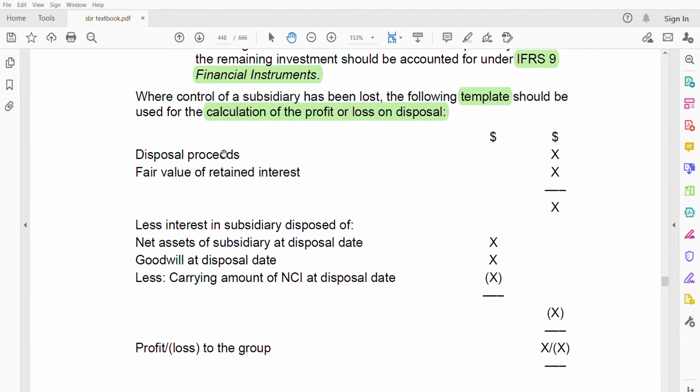So first is the disposal proceeds. From there, you have to add the fair value of the retained interest. Okay. Next, you have to deduct the net assets at the disposal date. Goodwill, this you add and deduct from there. Make sure that you have two columns like this, and in the inner column you are doing this. Okay, adding this and deducting the carrying amount of NCI at the disposal date, and then finally you deduct this from this, and then you get the profit or loss to the group.